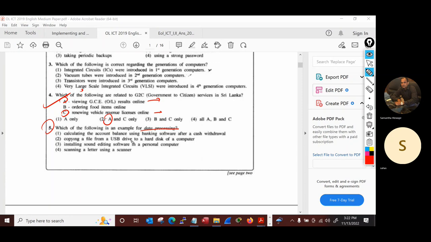Copying the file. Another data processing. Installing sound editing software to a personal computer. It's not a data processing. Scanning the letter using a scanner.